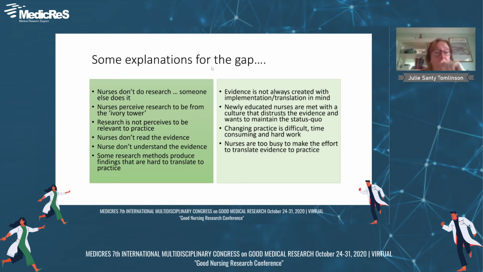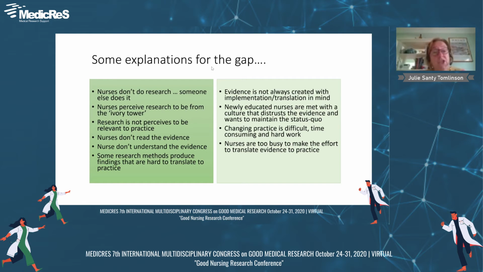On top of that, it's actually very difficult to translate research to practice. Newly educated nurses who have been taught in universities about evidence-based practice, who have been encouraged to learn how to read research, and to distrust research findings that are published in journals, when they get out in practice, when they qualify, and even before, are often met with a culture that distrusts the evidence and wants to maintain the status quo. So very quickly, student nurses who become qualified nurses are socialized into doing things the same way that they've always been done, because their more experienced colleagues want to keep things that way. And there's a really good reason for that. Changing practice in nursing is very difficult, time-consuming and hard work.